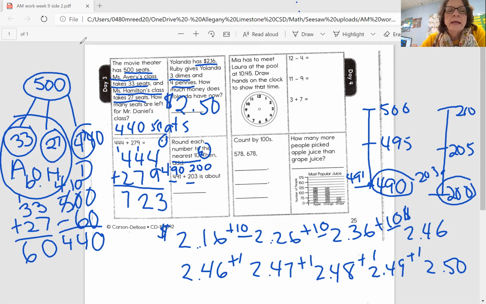200 plus 490 gives us 690. So remember, when it's asking you an about, it never wants you to find an actual answer. It just wants you to round both numbers and then add them.